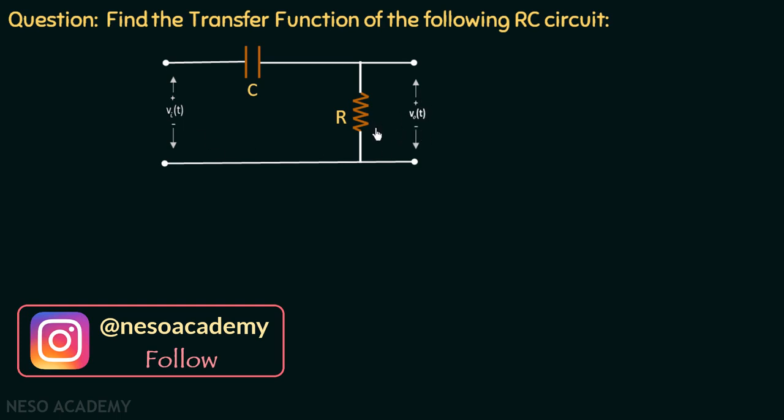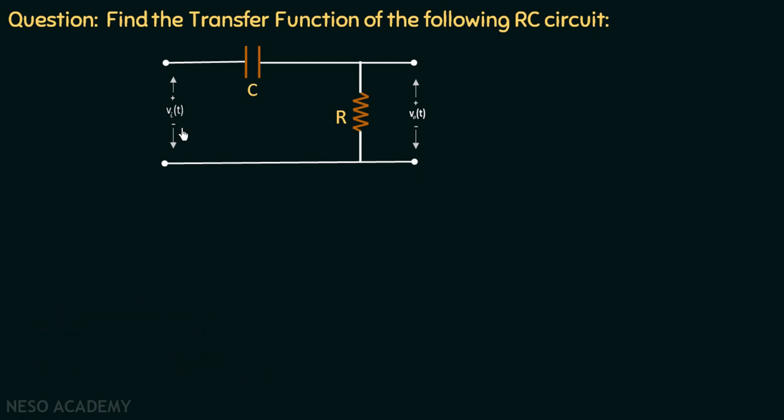If you remember, in the previous problem, the output voltage was measured across the capacitor, and now we have changed the arrangement, and the output voltage is now measured across the resistor. And we need to find out the transfer function. We know the transfer function is the Laplace transform of output to the Laplace transform of input, assuming all the initial conditions equal to 0. So step number 1 is to find the Laplace equivalent circuit.